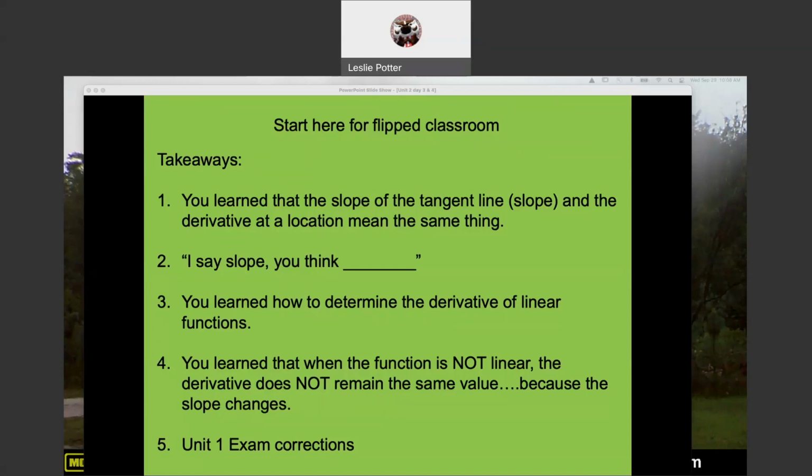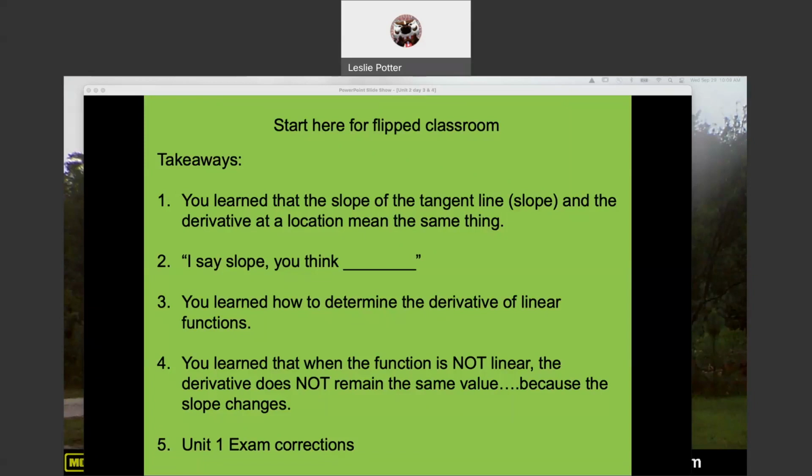Okay. So we know we have these points of non-differentiability. Really long word. In other words, we can't find the derivative. I'm going to ask you this question over and over. I say slope, you think derivative, right? And then I'll switch it up. I say derivative, you think slope, right? Because they are one and the same.